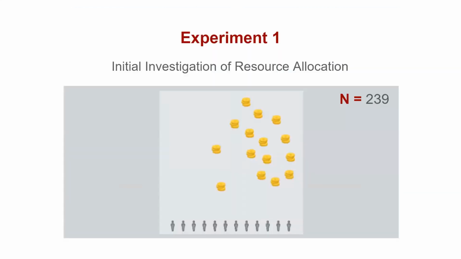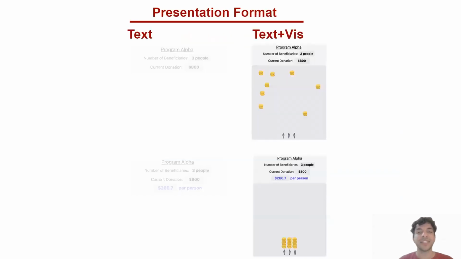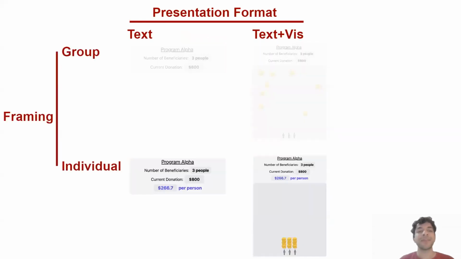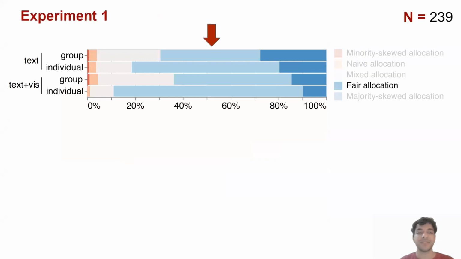So with that, let's get into experiment 1, where we do an initial investigation of resource allocation using the responses of 239 participants. We have 4 conditions along the 2 variables described earlier: presentation format, which has text only and text and visualization, and framing, with a per group framing and a per individual framing. We randomly assigned participants to one of 4 conditions. The chart shows the distribution of responses categorized based on the allocation strategies which I explained earlier. We found that participants mostly allocated fairly.